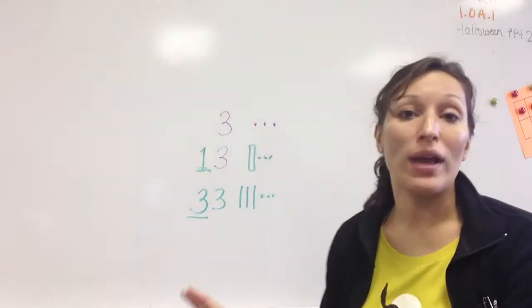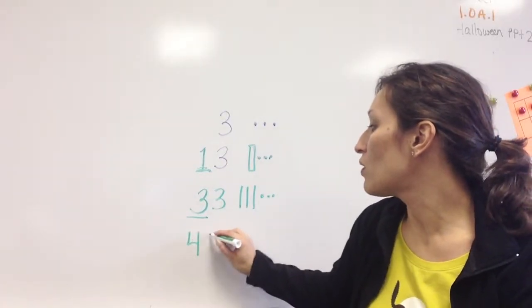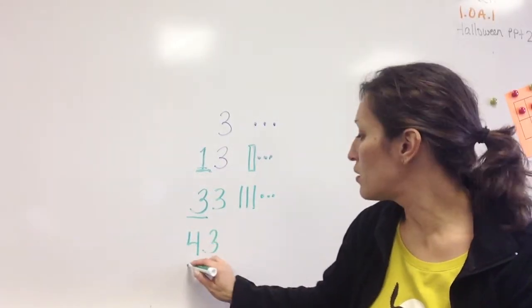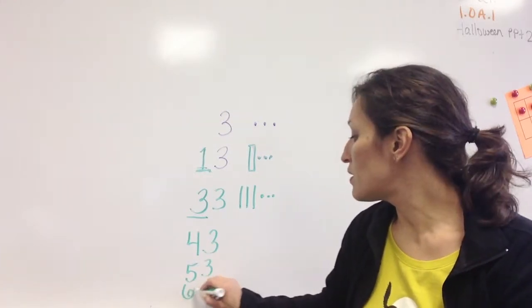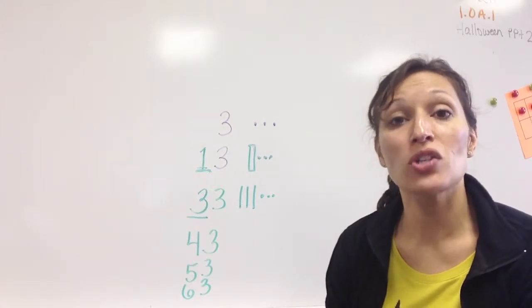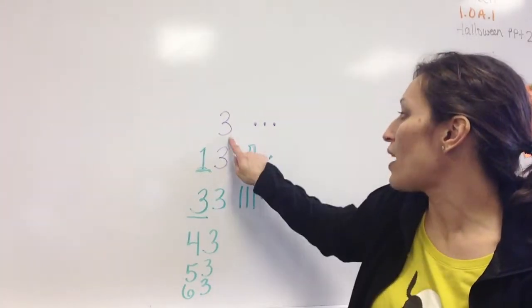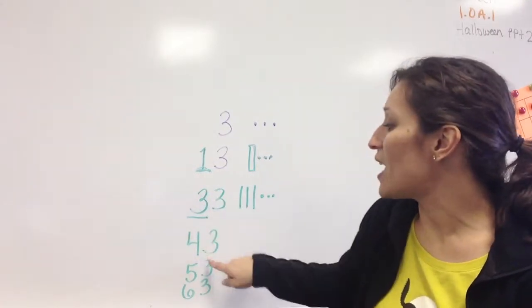If we keep going in our numbers, we could go all the way up to 43, 53, 63. We'd still have the same picture for the ones column. They all have 3s. What's changing is the tens.